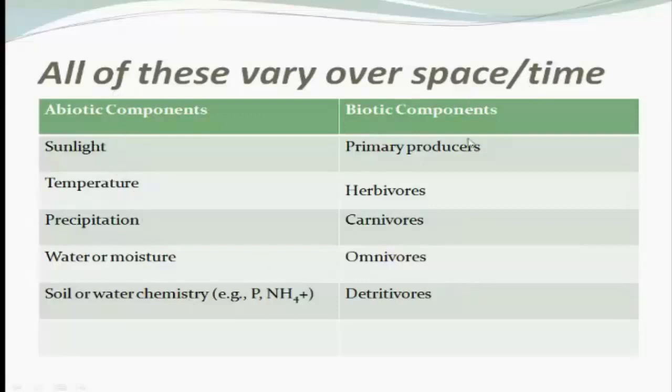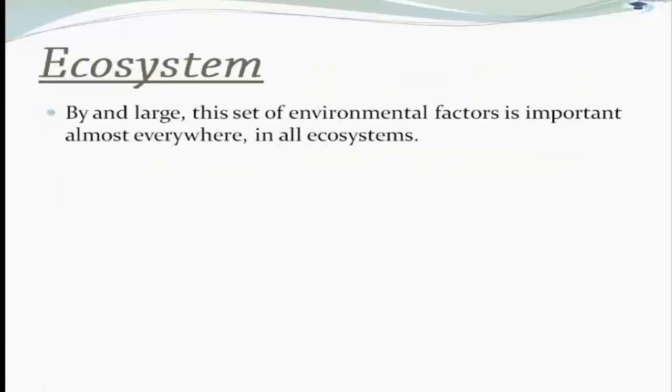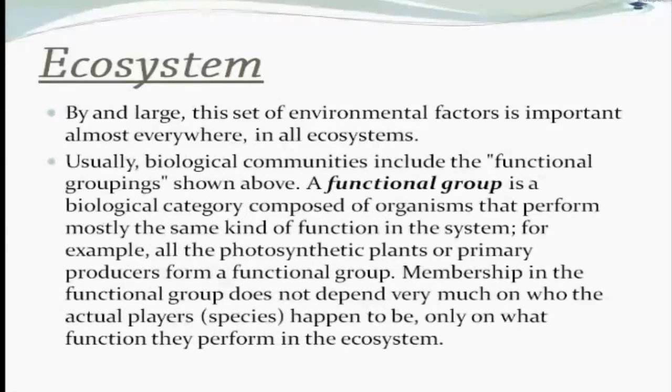As you can see here, we have the abiotic components. For example, we have the sunlight, temperature, precipitation, water or moisture, soil or water chemistry. And for biotic components, we have the primary producers, herbivores, carnivores, omnivores, and detritivores. By and large, this set of environmental factors is important almost everywhere in all ecosystems. Usually, biological communities include the functional groupings shown above.